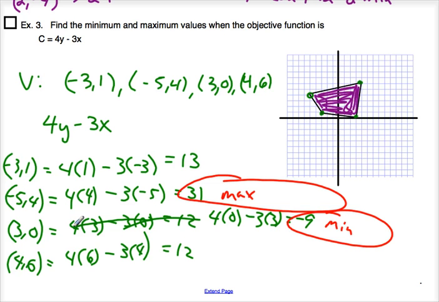Any point that I pick that's in this shaded region will give us a value, when you plug it into the objective function, between -9 and 31.